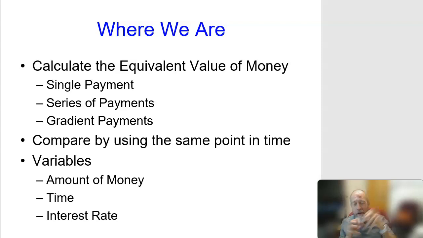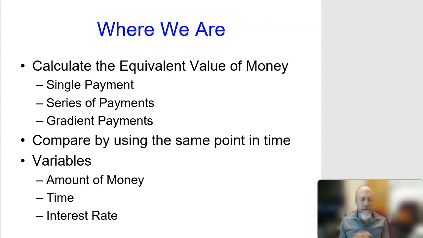You may think that we've gone through almost everything dealing with time value of money, but reality is we haven't. We have the ability to calculate the equivalent value of money through a number of different types of payments: single payments, series payments, gradient payments. We've got future worth, present worth, and values of constant series of payments. We've got the variables of the amount of money, time, and interest rate, and we can do comparisons to get the equivalent amount.